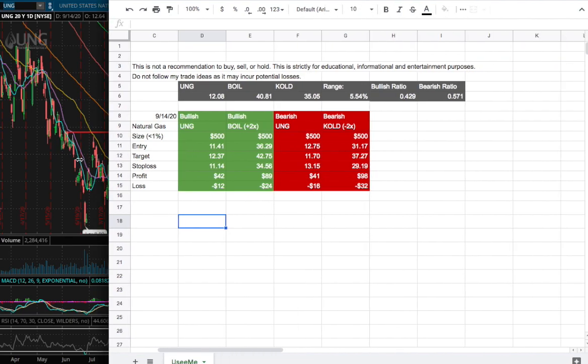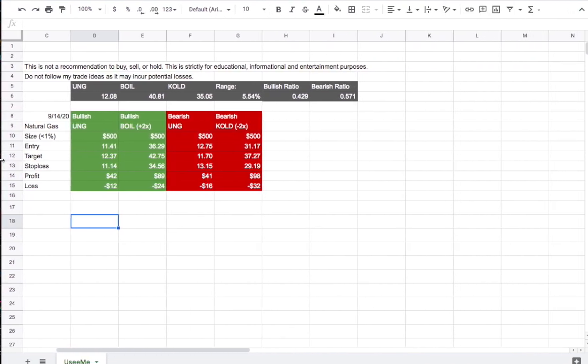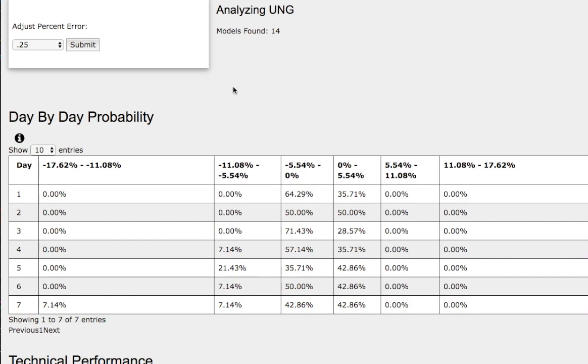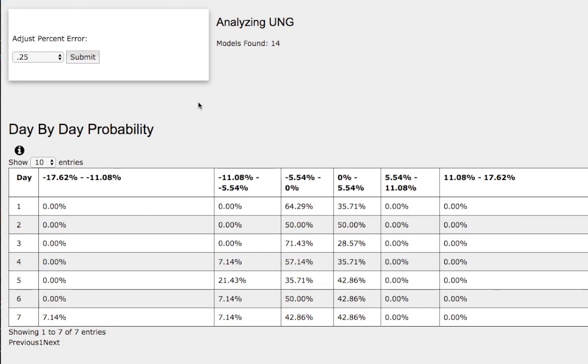So how did I develop the trade ideas? It all comes from the day-by-day probability model, which is available in the link below, so do check it out.